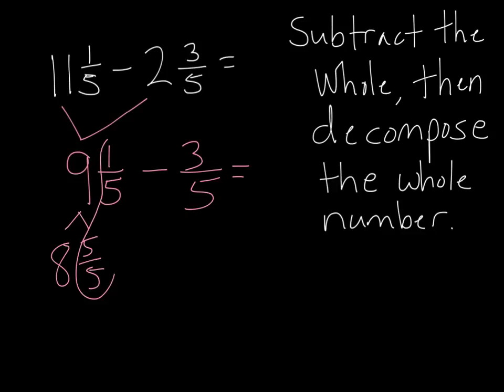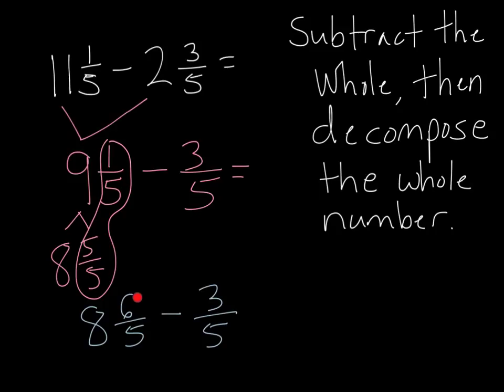I can put the 5/5 together with the 1/5 we already had and make that 8 6/5 minus 3/5. And 6 minus 3 is 3, so my final answer is 8 3/5.